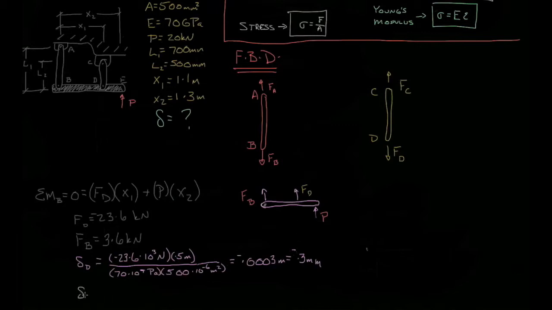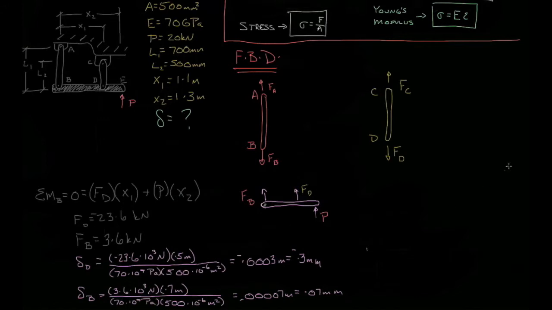And the deflection at point B is going to equal 3.6 times 10 to the third newtons times, not 0.5 meters, but 0.7 meters, all over 70 times 10 to the 9th pascals times 500 times 10 to the negative 6 meters squared, and that equals 0.00007 meters, or 0.07 millimeters.